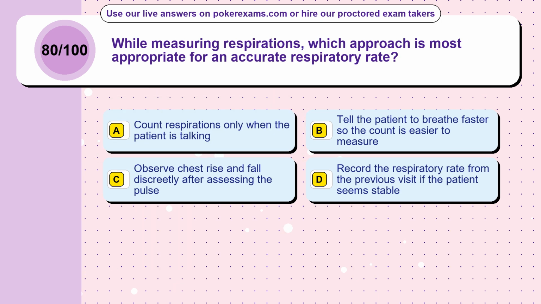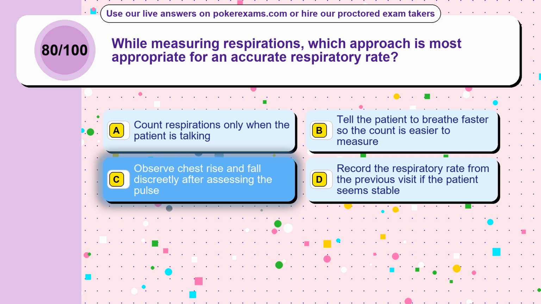Question 80. While measuring respirations, which approach is most appropriate for an accurate respiratory rate? Option A. Count respirations only when the patient is talking. Option B. Tell the patient to breathe faster so the count is easier to measure. Option C. Observe chest rise and fall discreetly after assessing the pulse. Option D. Record the respiratory rate from the previous visit if the patient seems stable.